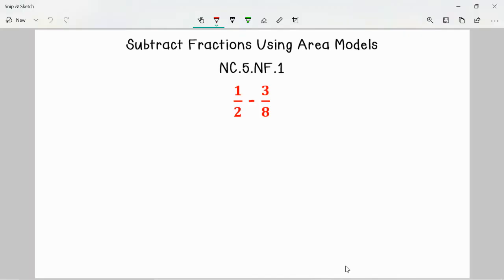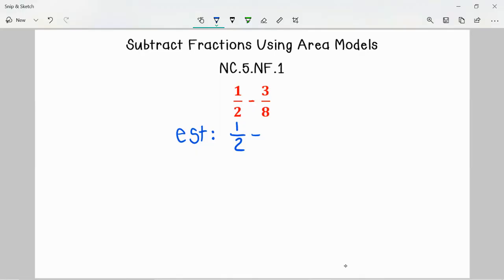To begin with, we'll estimate so that when we have our final answer, we can check its reasonableness. Using our knowledge of benchmark fractions, we can just leave 1/2 as it is, since that is one of our benchmark fractions. And now when we look at 3/8, we just need to think about whether that is close to 0, 1/2, or 1 whole.